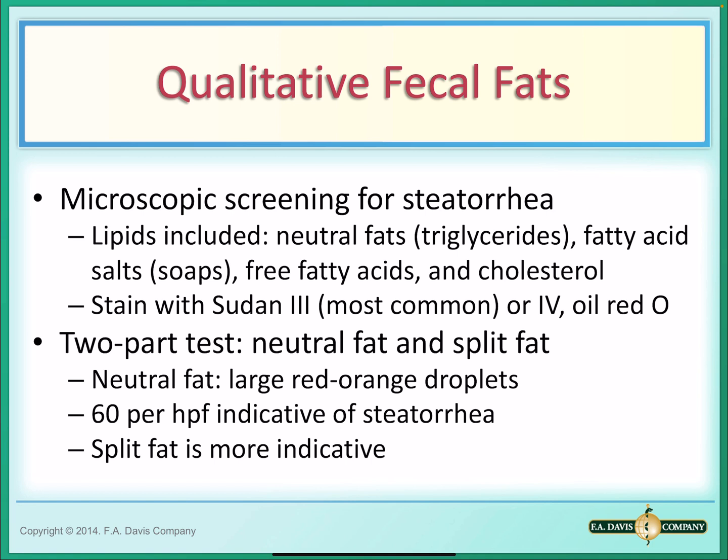Neutral fats are readily stained by Sudan III and appear as large orange to red droplets. They are often located near the edge of the cover slip. We have to observe the slide for more than 60 droplets under high power, and if we do, that indicates the presence of steatorrhea.